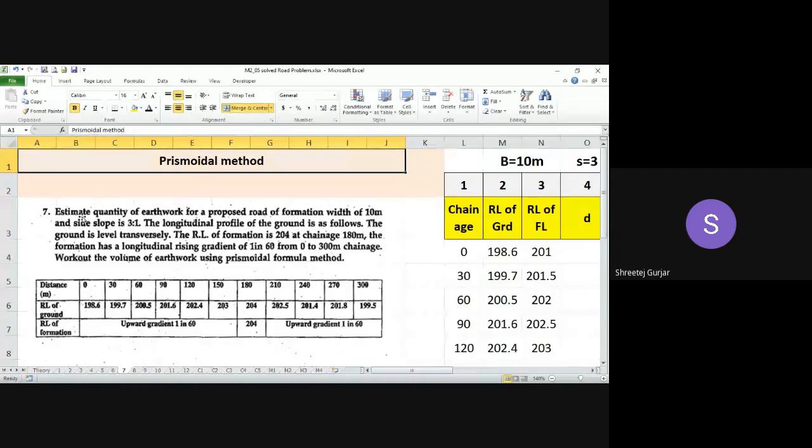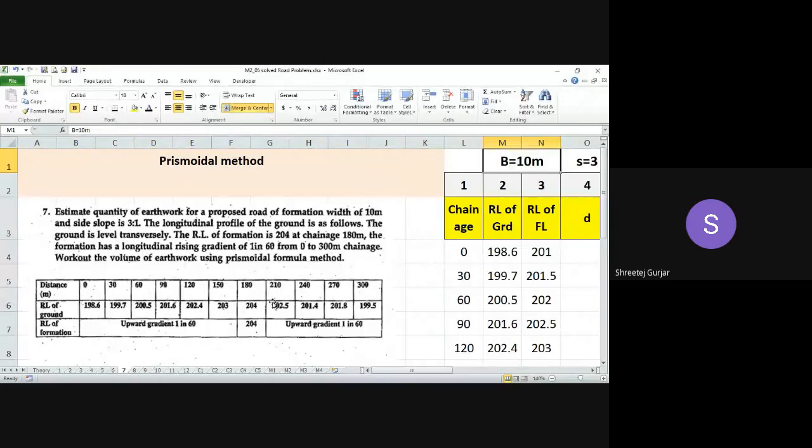I will just go through the statement first and then I'll explain. Estimate the quantity of earthwork for a proposed road formation width of 10 meters. The top width is 10 meters, so I have written B as 10 meters over here. Side slope is 3:1, so I have written S equals 3.